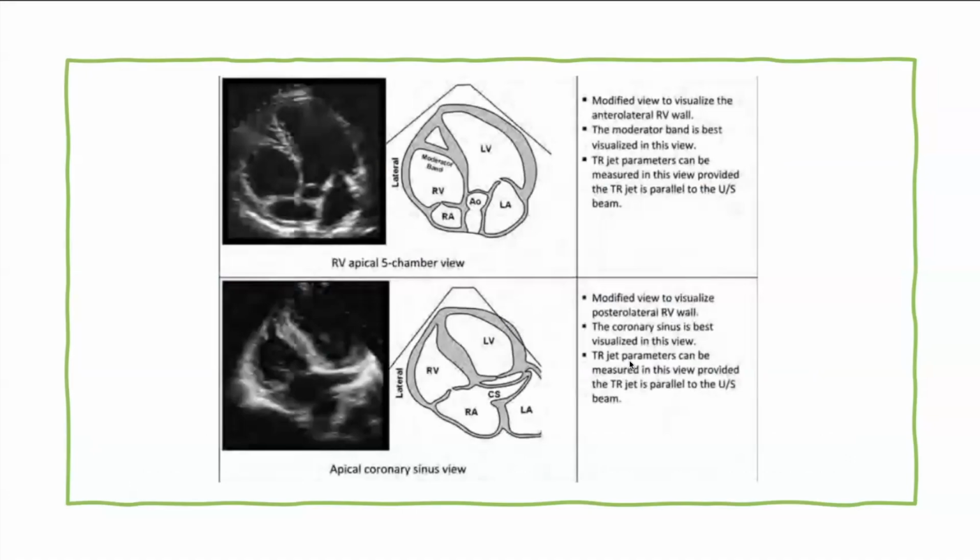And then our last couple of views that focus on the RV. Of course we have our apical 5 chamber where we can still see the RV and we can see the moderator band. And then from that view, you can fan to get a sense of the coronary sinus view when you're in the apical chamber as well, to see the coronary sinus draining into the RA.